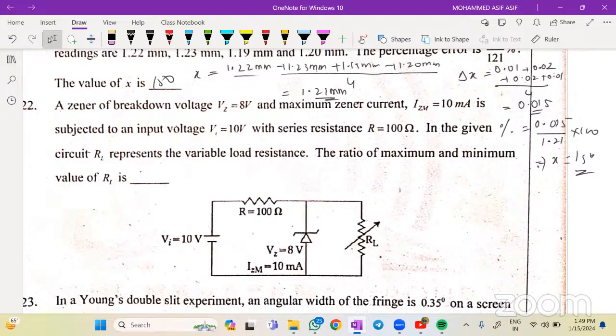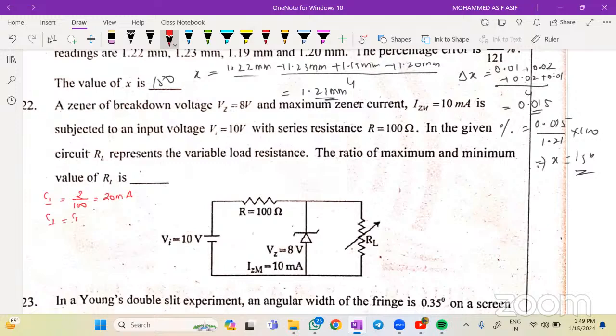The ratio of maximum and minimum values of the resistance will be equal to your how much for me? Directly, I have done this n number of times in class. First calculate the current, beta. Total current flowing in the given circuit will be equal to 2 divided by your 100. That will be equal to 20 milliamperes.